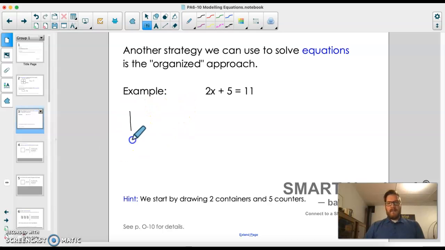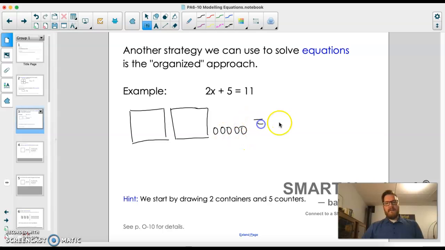And so in the organized approach, if we have an equation like 2x plus 5 equals 11, we could say something like this, right? So we have our 2 unknowns, and then our 5, that plus 5, and that's going to equal 1, 2, 3, 4, 5, 6, 7, 8, 9, 10, 11. So that stuff's got to equal.